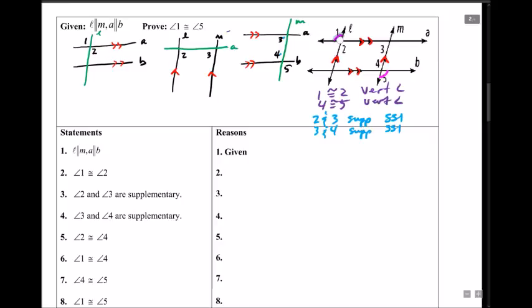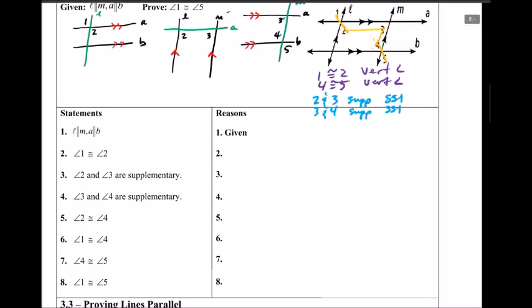So if we go back here and look at our original drawing, do you see how we are going to go from 1 to 2, 2 to 3, 3 to 4, and then 4 to 5? Vertical angles, same side interior, vertical. So let's figure out how we are going to put all of this together. And as I'm looking at this, I see some matchup there. Do you see those matching?